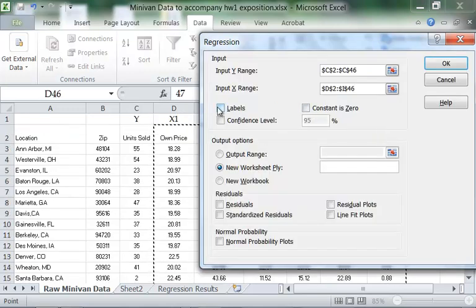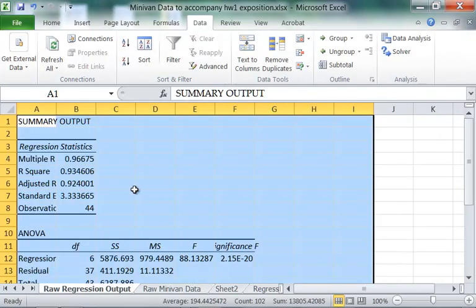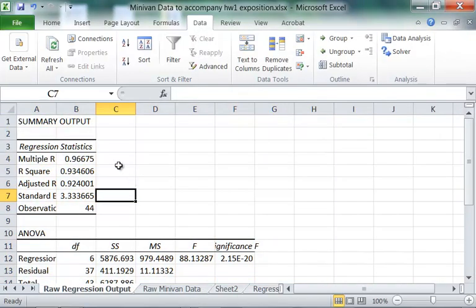Right? And if you look, the first row that we've captured in that data, row 2, are labels. So we'll say, please recognize those as labels. Those aren't data. And we're just going to go for the default outputs on everything else. I'm going to ask it to drop it into a new worksheet ply, which I will call raw regression output. Okay. So I'm going to click. Okay. Here we go. This is our raw regression output.